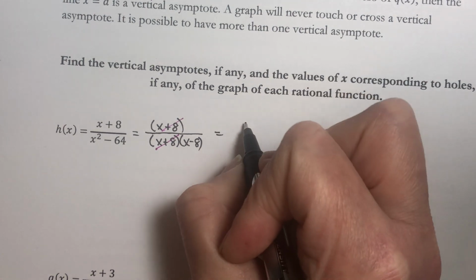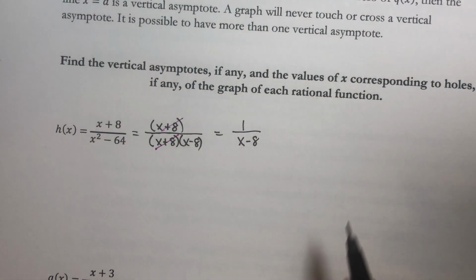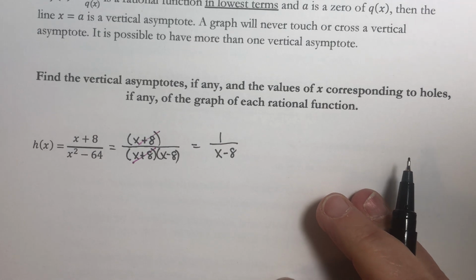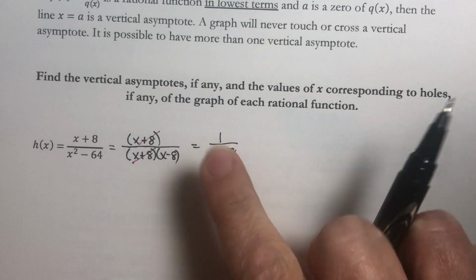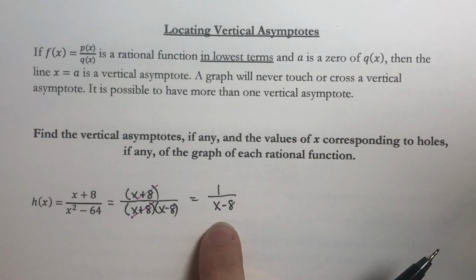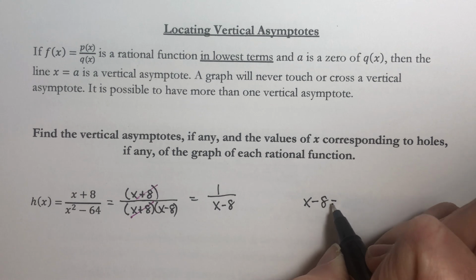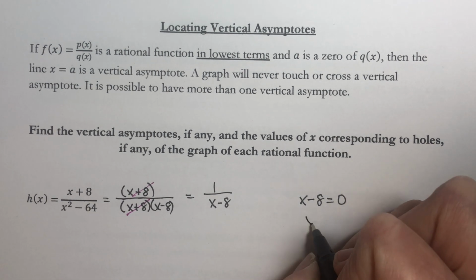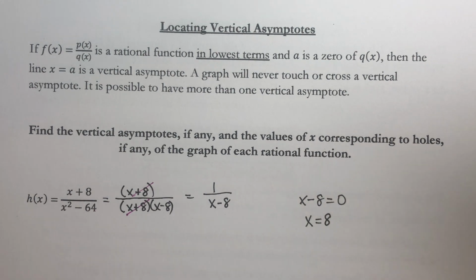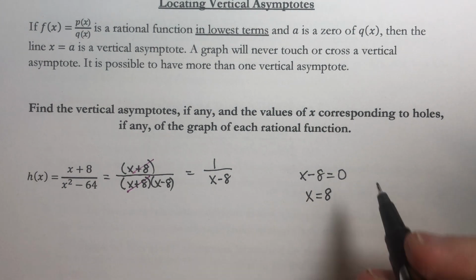And you end up with 1 over x minus 8. Okay. So I have it in lowest terms now. Now what do I do? Now I take this denominator and set it equal to 0. Okay. And solve this, you get x equal to 8. So that means we are going to have a vertical asymptote at x equal to 8.